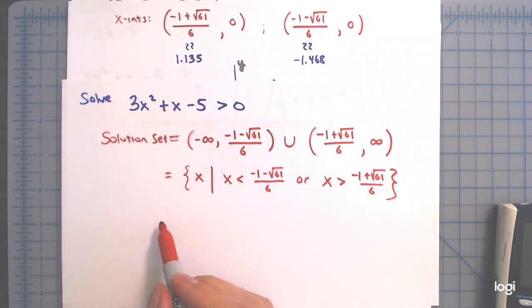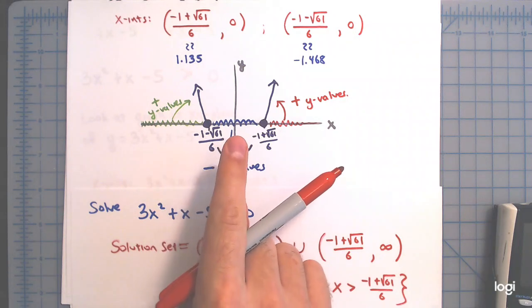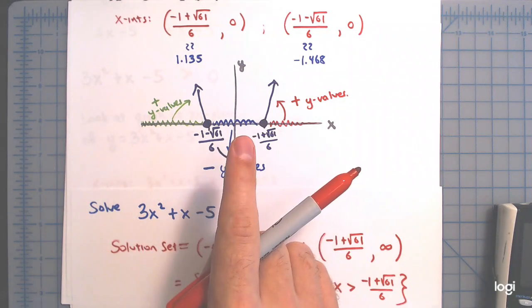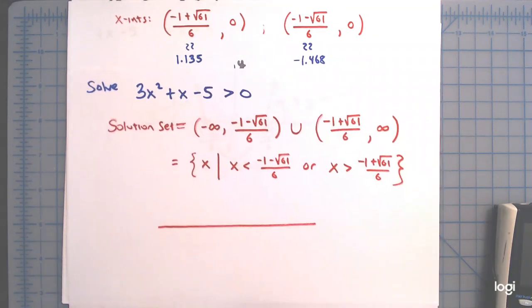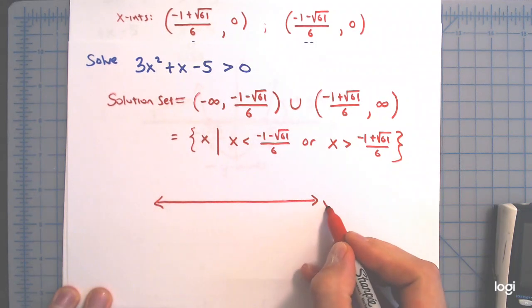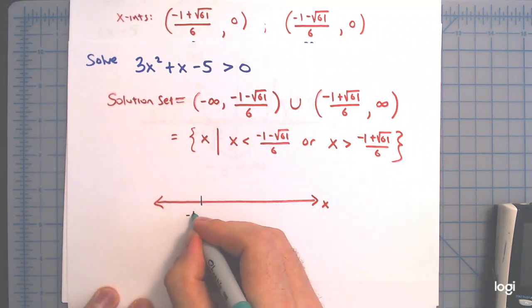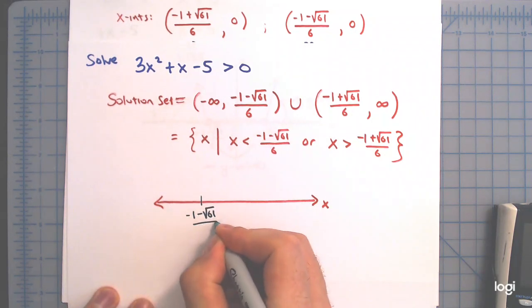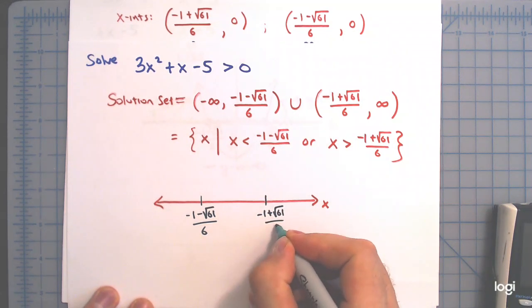And then finally, the graph itself. I know we have a graph of a parabola earlier, but that's not the graph of the solutions to this inequality. This inequality involves one variable, so I should be drawing the graph on a single number line. So here is the number line representing the possible values of x. I mark off those two numbers. Here's negative 1 minus the square root of 61 divided by 6. Here's negative 1 plus the square root of 61 divided by 6.